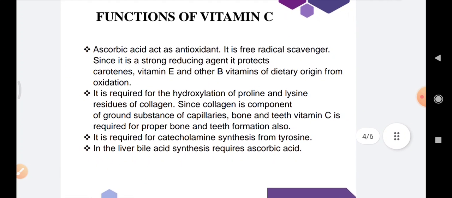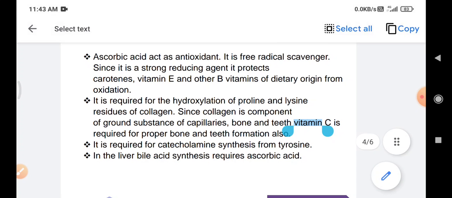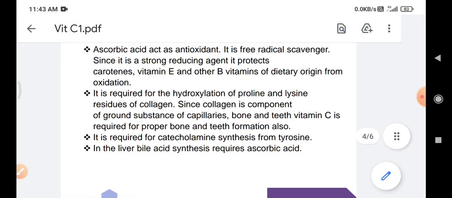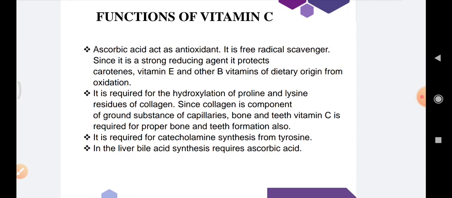What are the functions of vitamin C? Ascorbic acid acts as antioxidant. It is free radical scavenger. Since it is a strong reducing agent, it protects carotenes, vitamin E and other B vitamins of dietary origin from oxidation. It is required for the hydroxylation of proline and lysine residues of collagen.